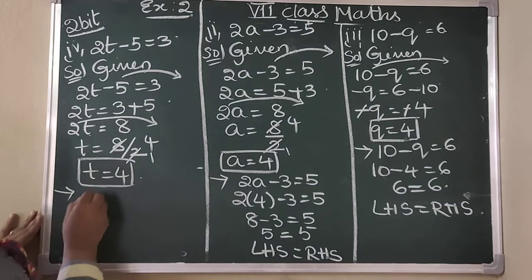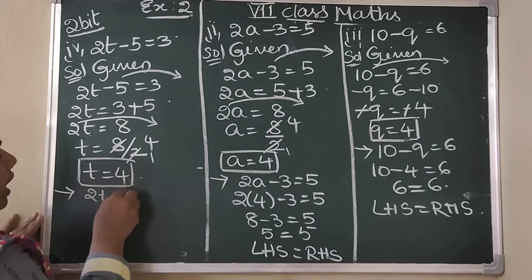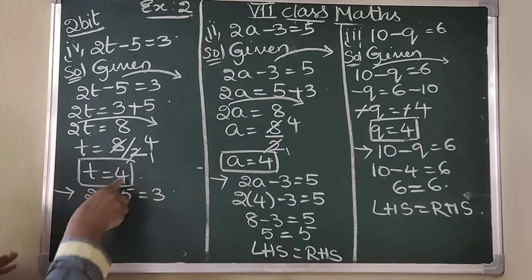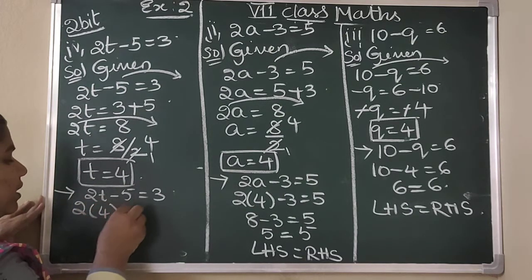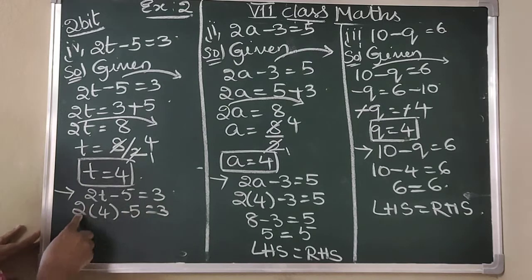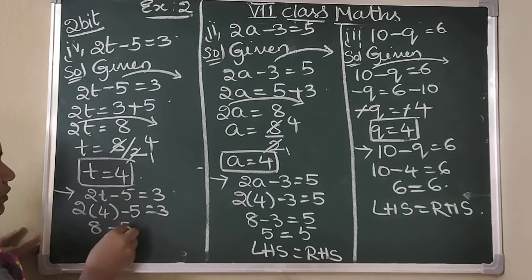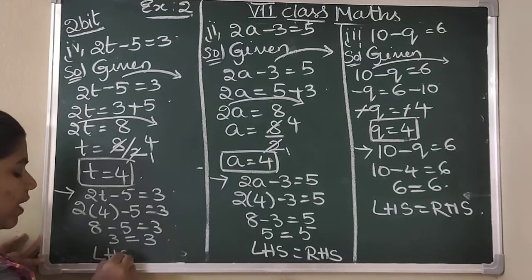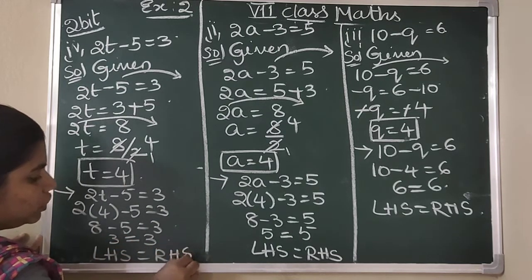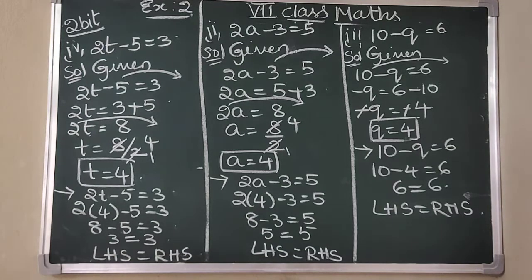Now whether what we got is correct or not, we have to check. So verification, 2t minus 5 is equal to 3. In place of t we have to substitute 4. So 2 into 4 minus 5 is equal to 3. 2 fours are 8, minus 5 is equal to 3. 8 minus 5 is 3, 3 is equal to 3. So we got the LHS value equal to the RHS value. So this is our fourth one.